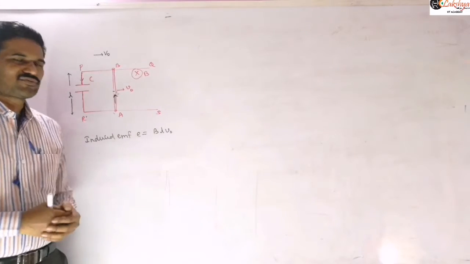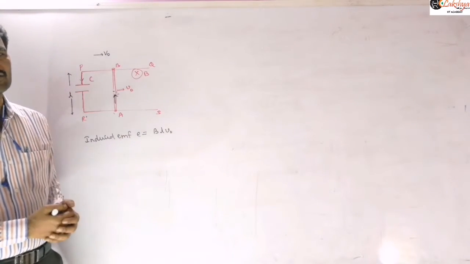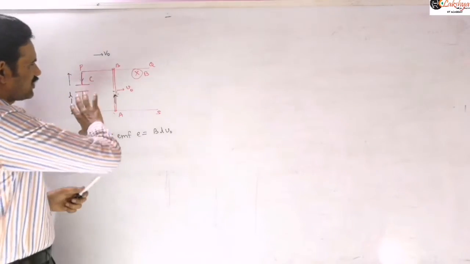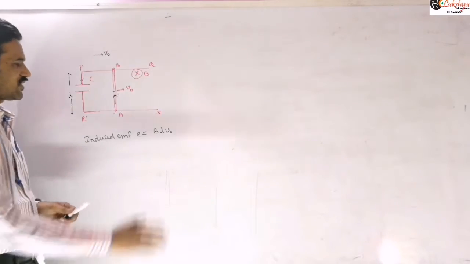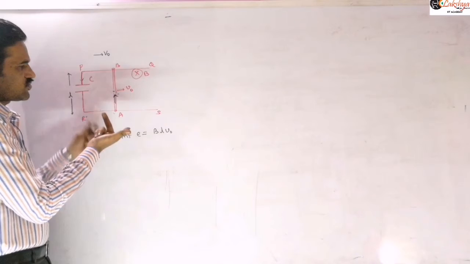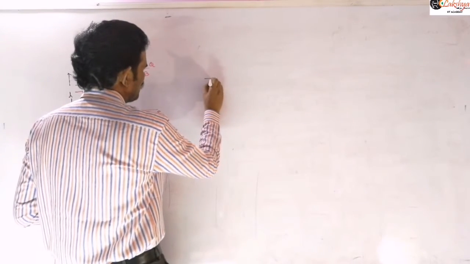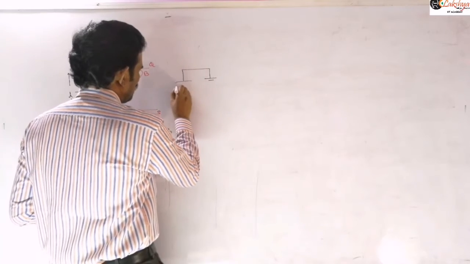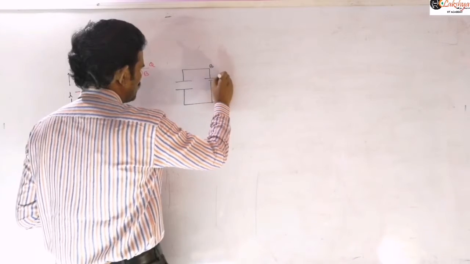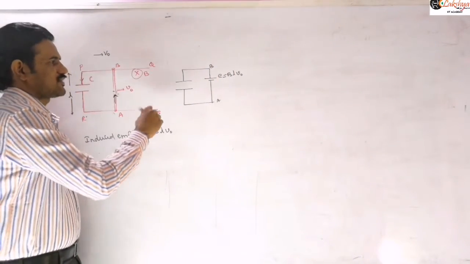Whenever EMFs and capacitors are there in the circuit, after finding the potential difference, we need to take the charge equation. If you are getting confused here, you can convert this into a circuit. The field is into the plane and the rod is moving in that direction, so current is flowing from A to B, so B will be at the higher potential. Then this is our circuit: this is A and this is B, and this is our induced EMF BL V naught, which is a constant value, and this is the capacitor.